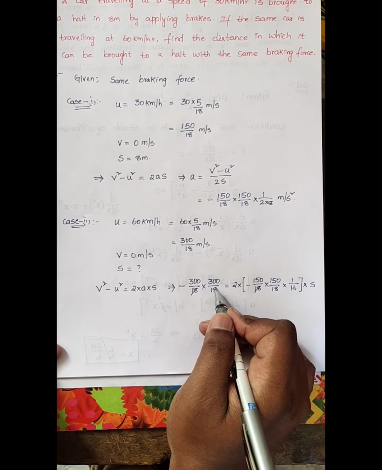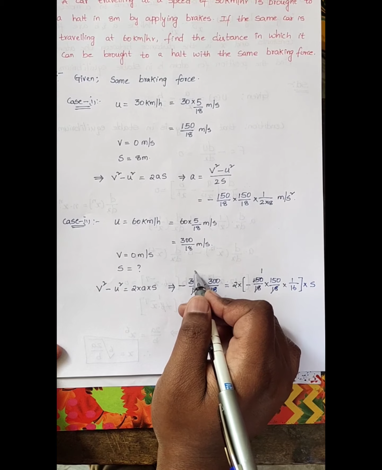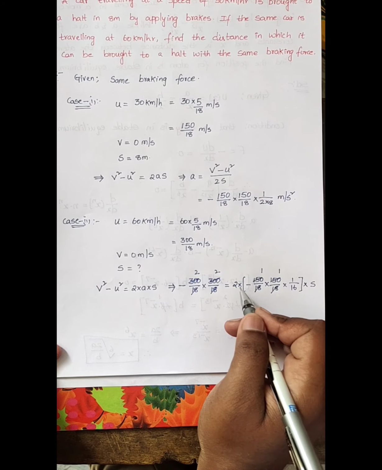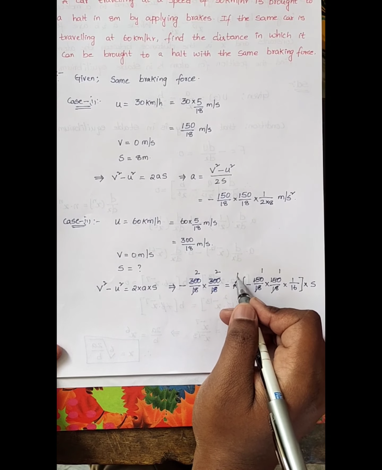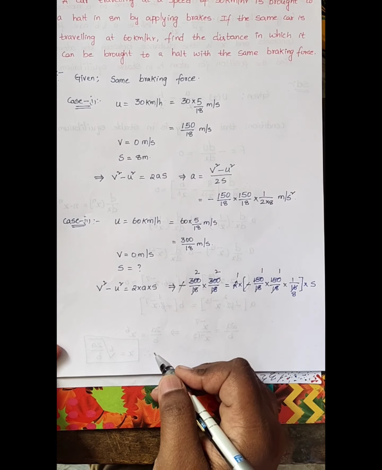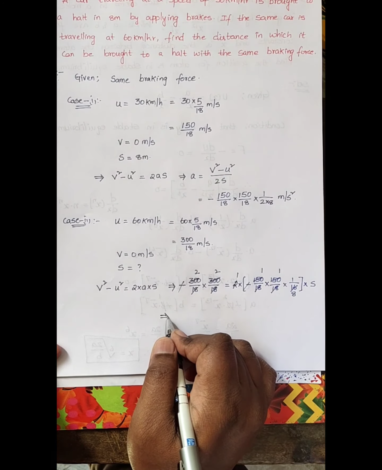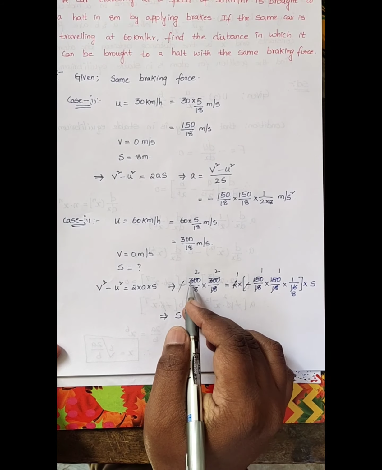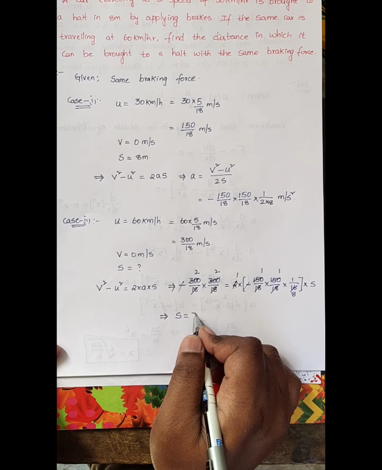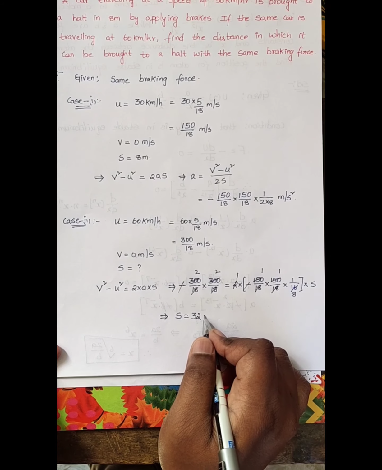18 18 get cancel, 18 18 cancel, 150 1 0, 150 2 0, and again 150 1 0, 150 2 0, and you can just see here 2 1 0, 2 8 0, and minus get cancel. Overall, if you just cross multiply, you will get S is equals to 2 into 2 4, 4 into 8, how much? 32. 4 8s are 32. That's it. S is equals to 32 meter.